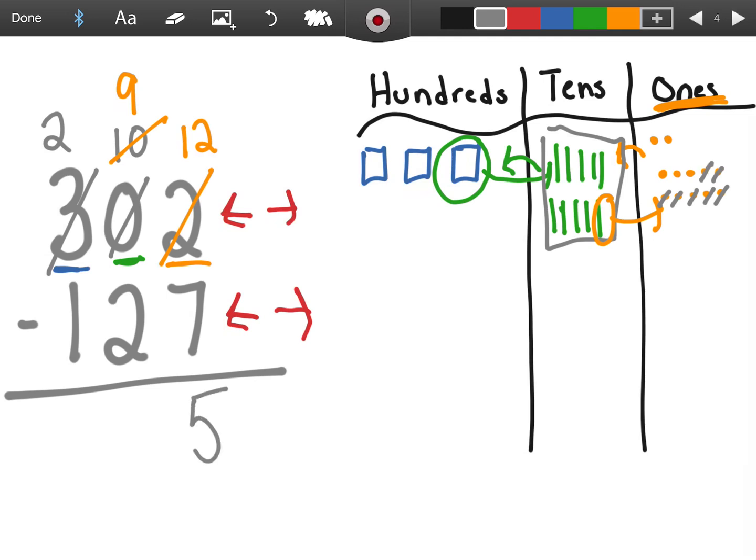So now, my friends, we have 9 tens and we want to take away 2. 1, 2. That leaves us with 7 tens. And we have 2 hundreds, take away 1, leaving us with 175 as the difference.